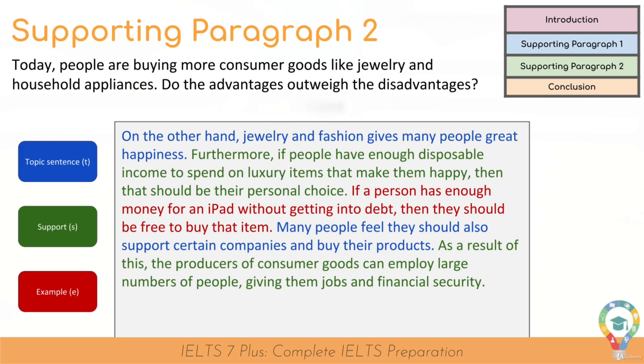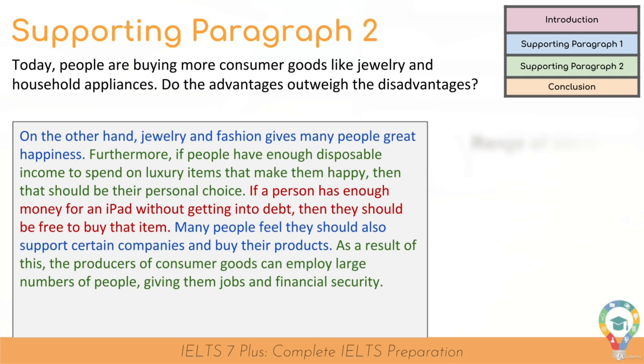The main focus of this supporting paragraph is to discuss the advantages of consumer goods. Let's take a look at what went well in supporting paragraph 2. Again, the writer shows an excellent range of vocabulary by not repeating language too often. This paragraph is also well organised and sticks to the topic support example structure. And finally, there's also an excellent range of openers used in this essay. So now we have our two supporting paragraphs. Firstly for disadvantages and our second paragraph for advantages. And now it's time to give our conclusion and to give our own opinion.